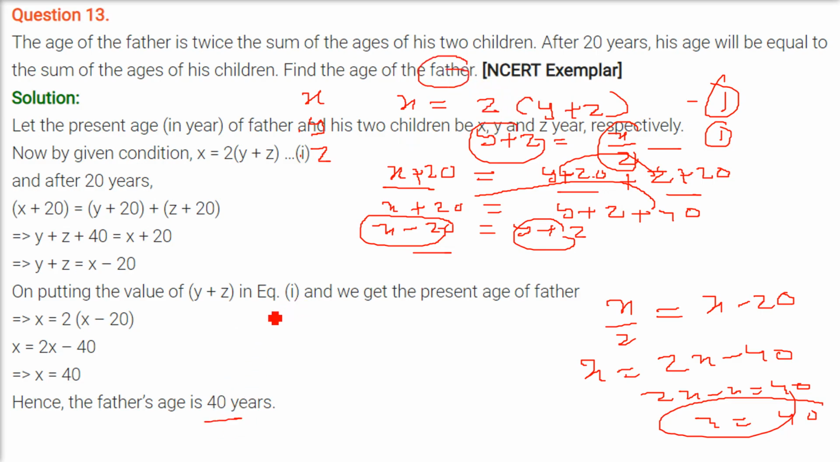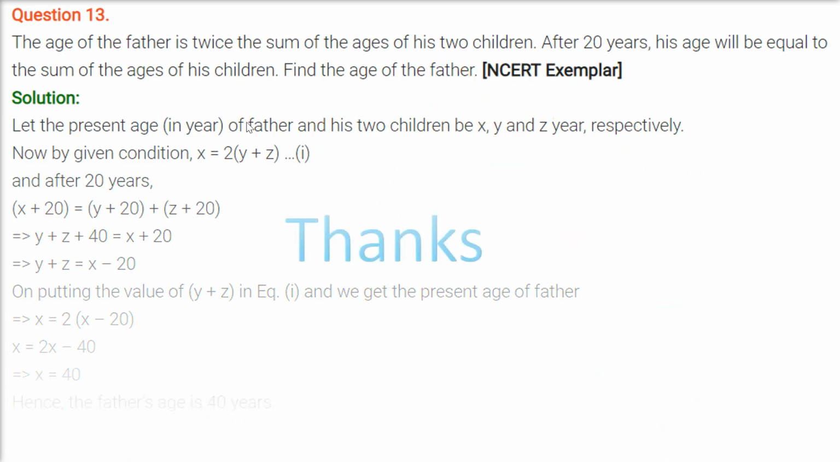So both questions are the same type, but we did it in a different way. So this is all about this exercise. But the main thing is we have done linear equations a lot. I didn't solve the linear equation in all the questions, but the main idea is to formulate the actual linear equation from the word problem.